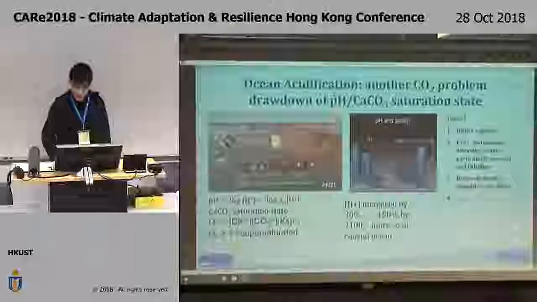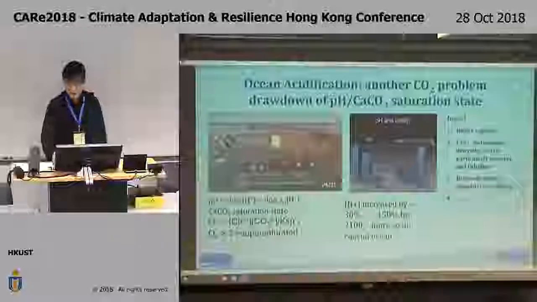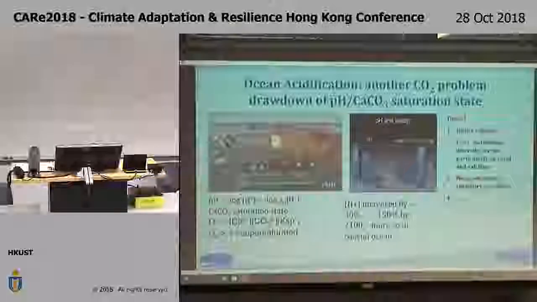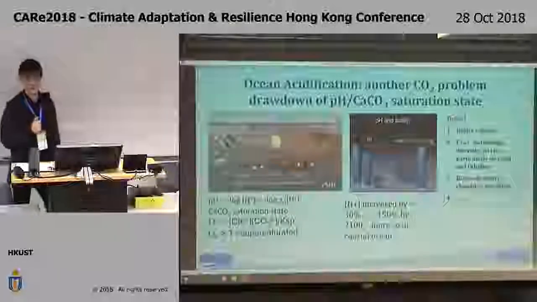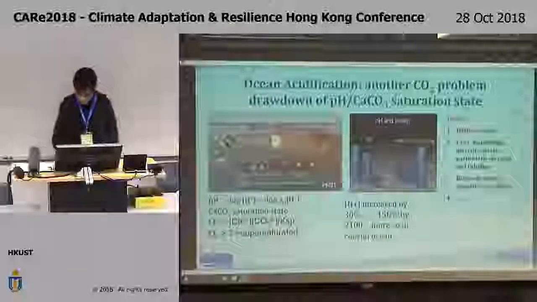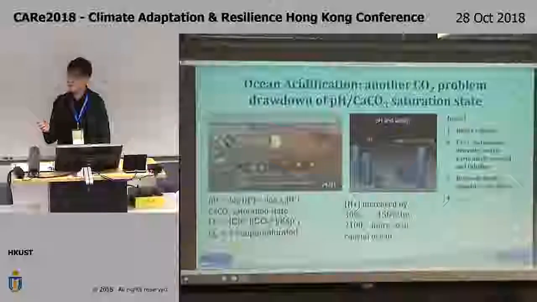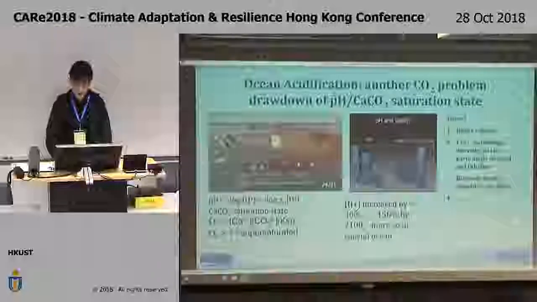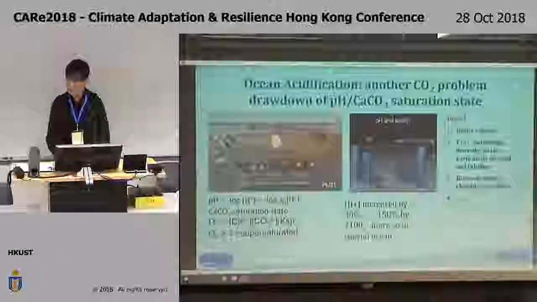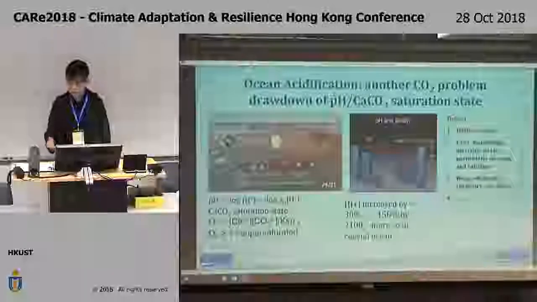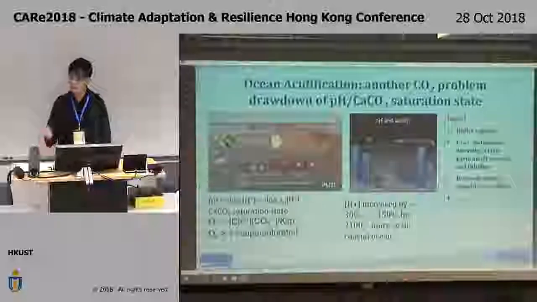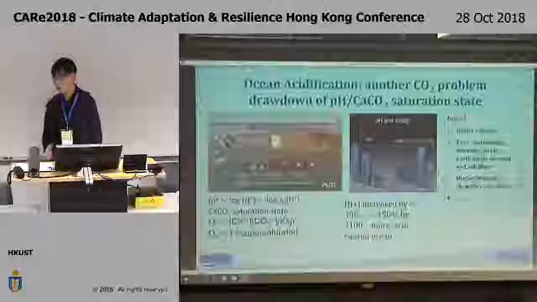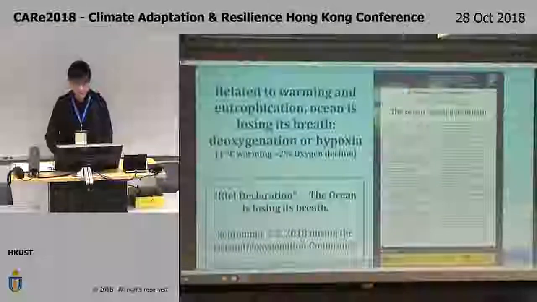Also I highlight here, since the Industrial Revolution, the hydrogen ion concentration has increased by 30%. Okay, this is a big increase. If you read the pH, because of the log scale, it's about 0.3 units, but in percentage, the hydrogen concentration is 30%. By 2100, the increase will continue up to 150% as compared to the pre-industrial level. So this is a dramatic change of the ocean chemistry, and then the whole ecosystem.